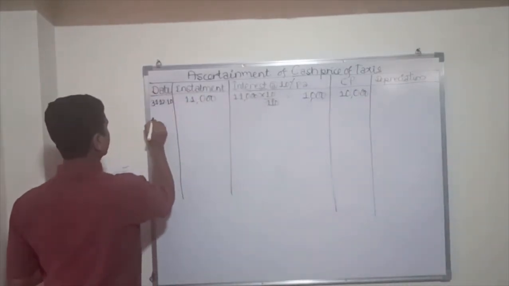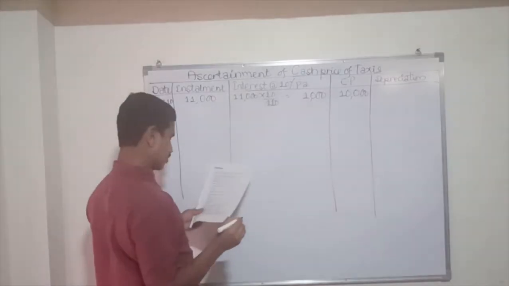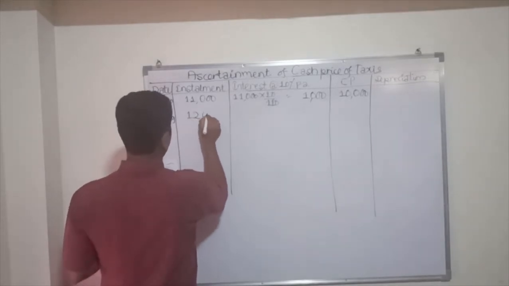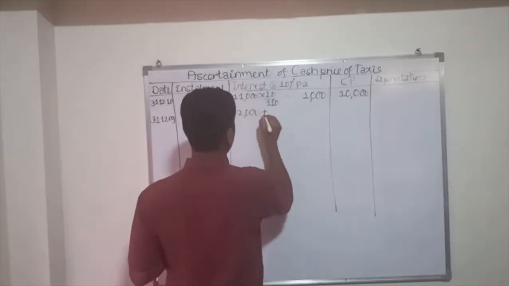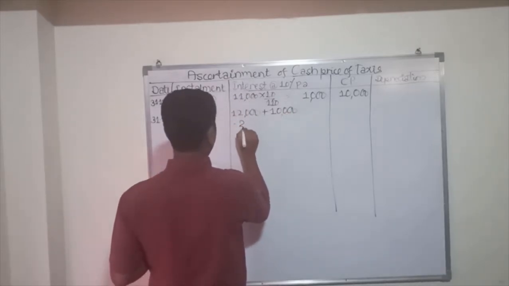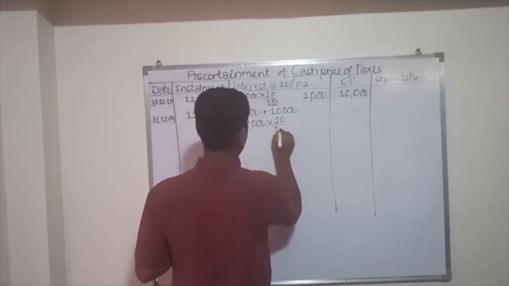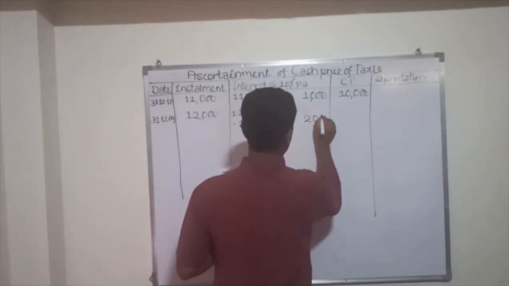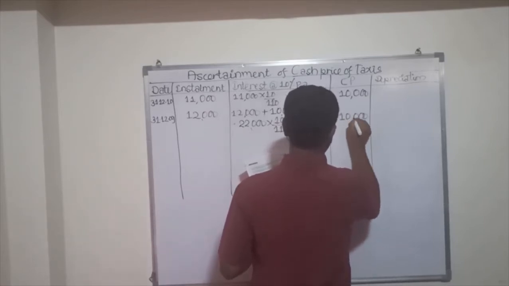Then the second installment is due on 31/12/2009. The installment amount is given as rupees 12,000. So now 12,000 plus 10,000, the total will be 22,000 into 10 divided by 110, which comes to 2,000 here. So 12,000 minus 2,000 comes to 10,000 here.